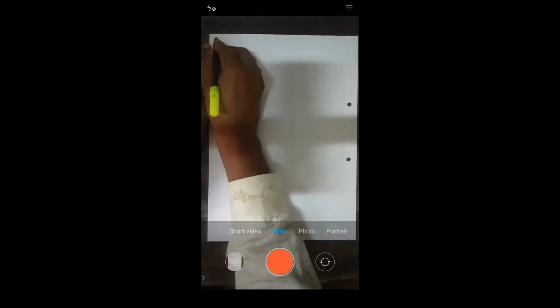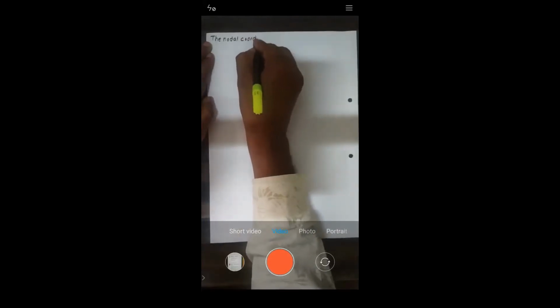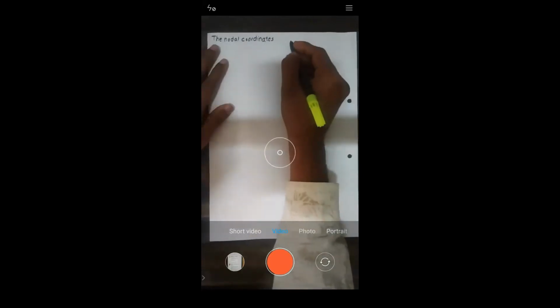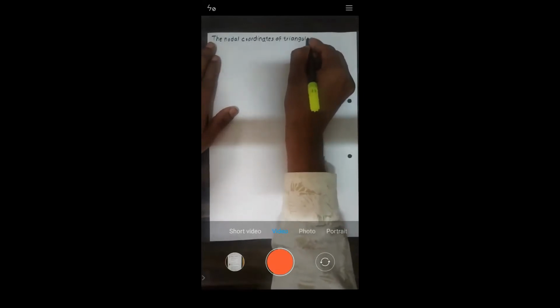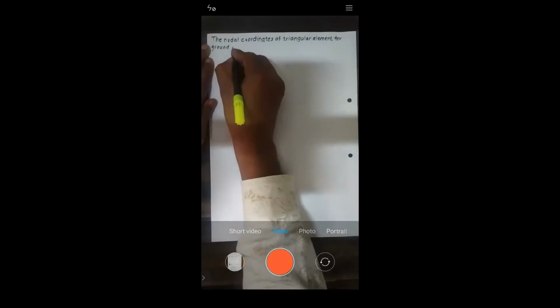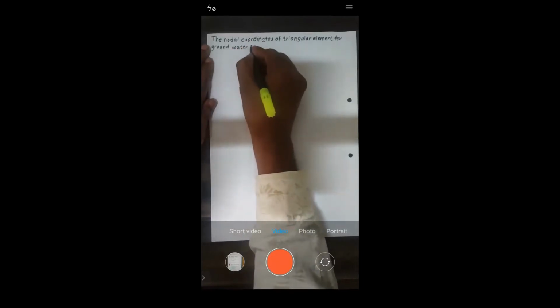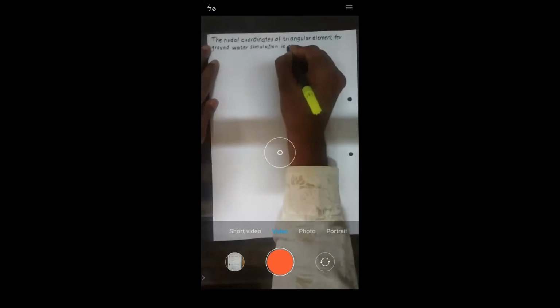Okay, so let's consider this problem. The nodal coordinates of triangular element for groundwater simulation is as shown in figure.